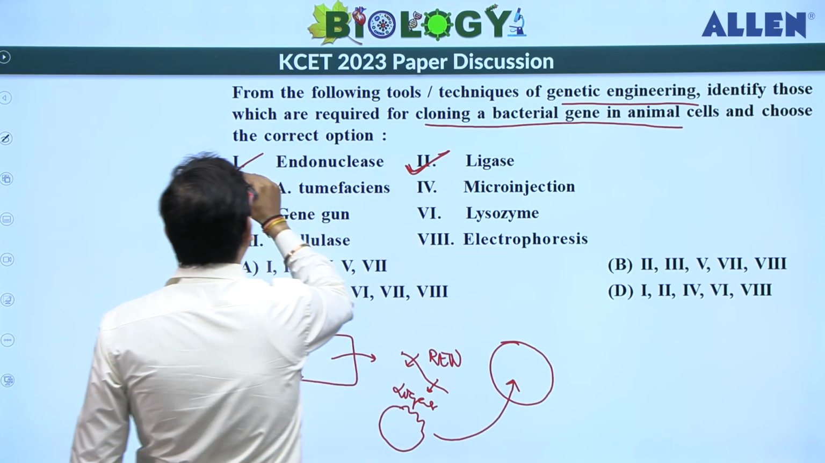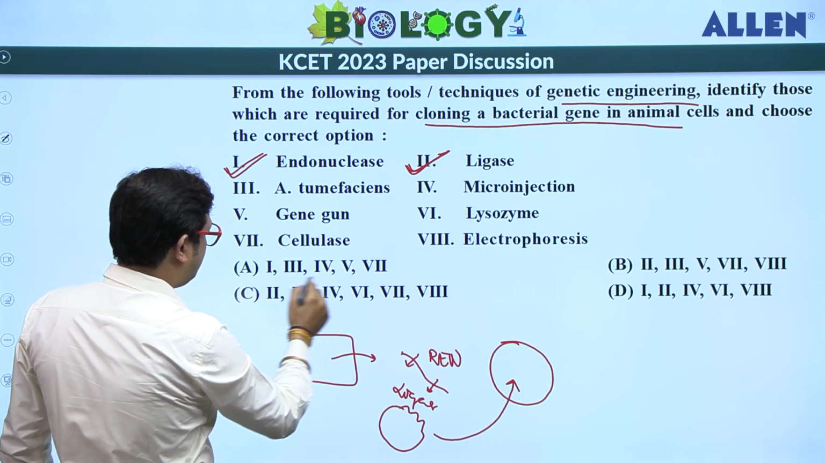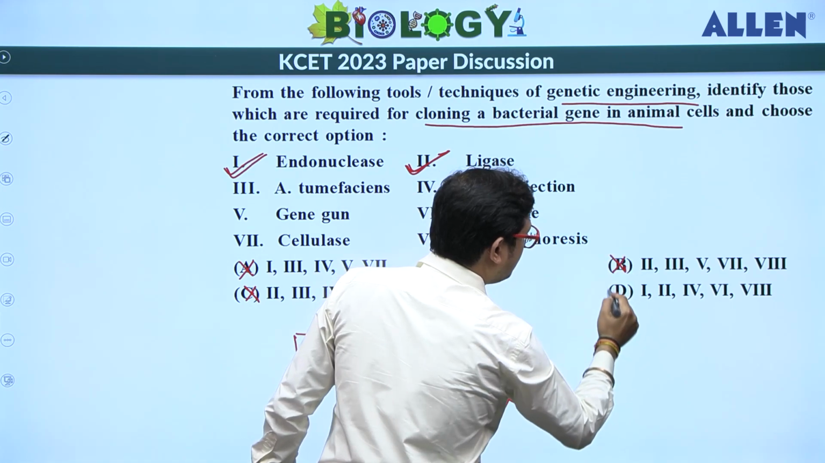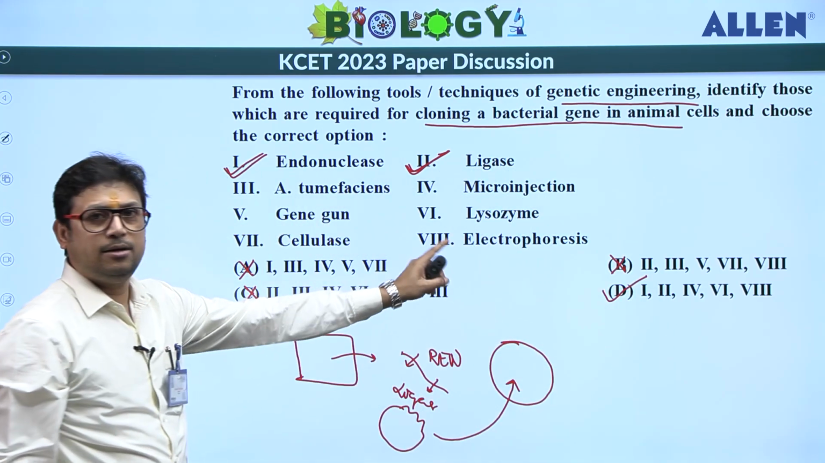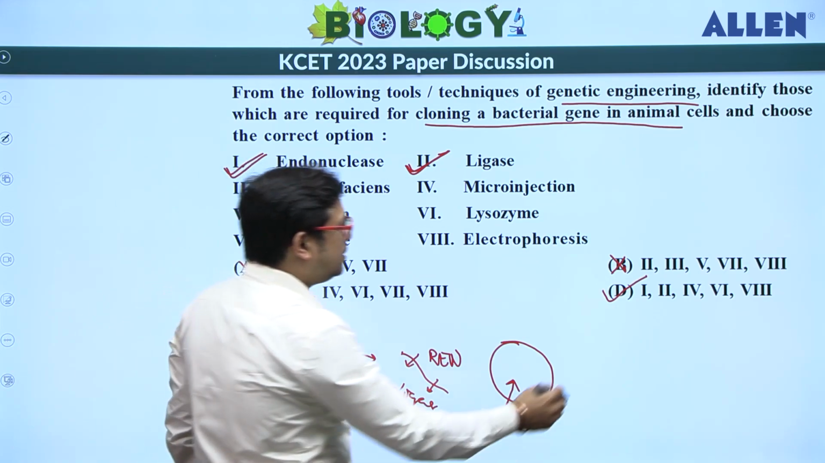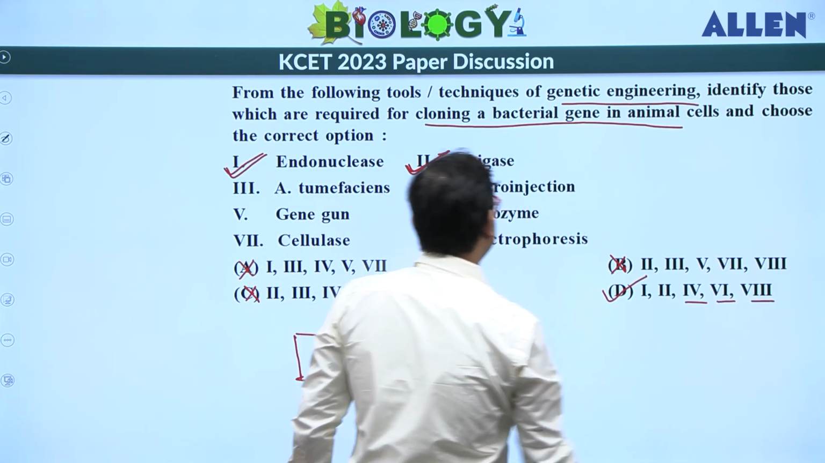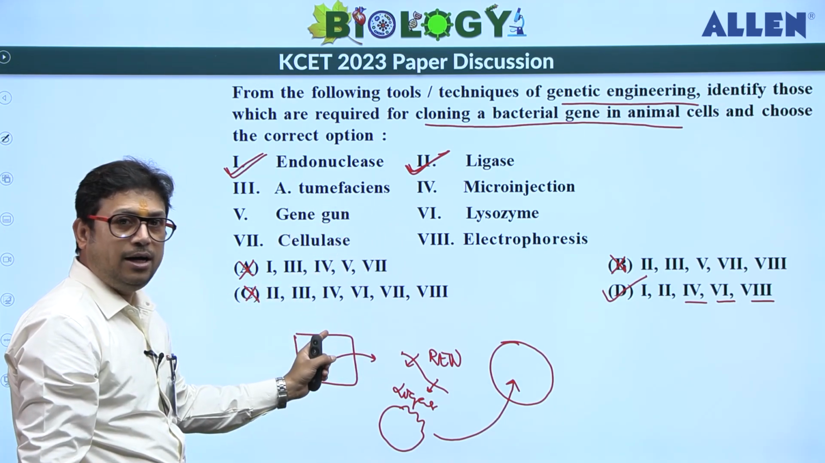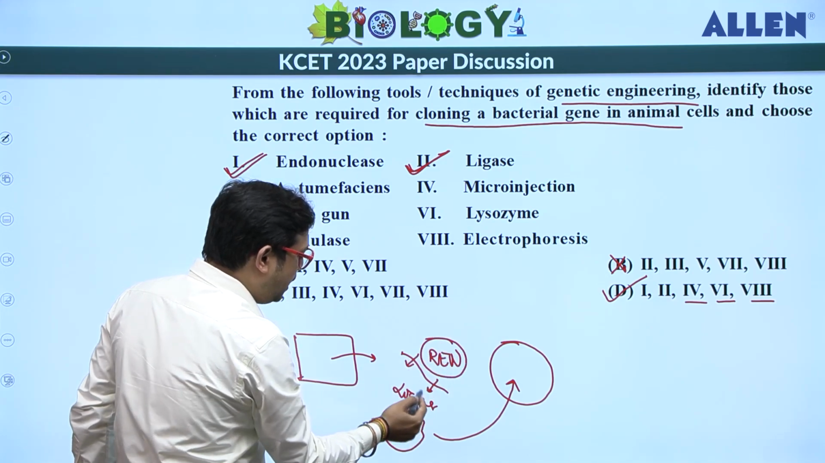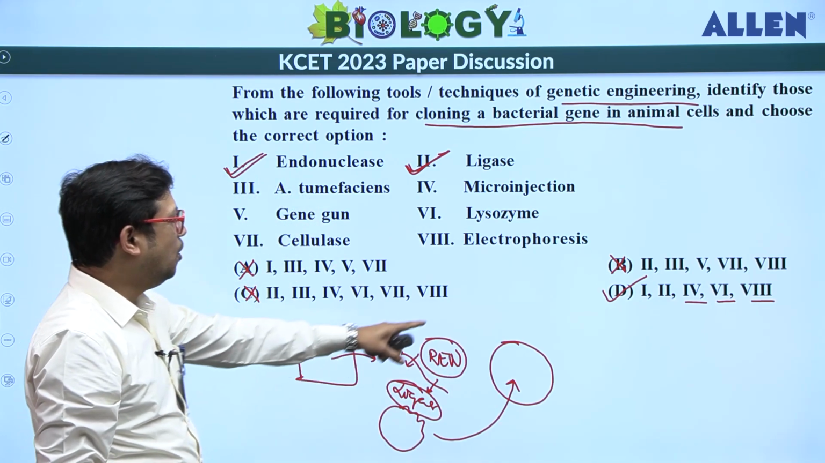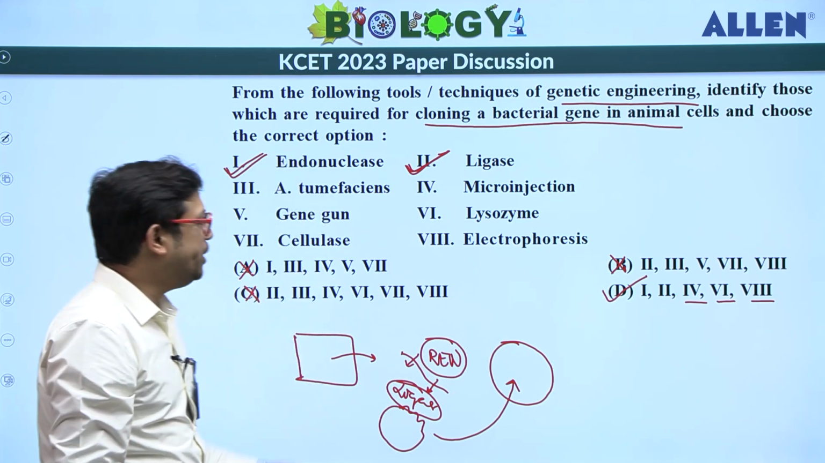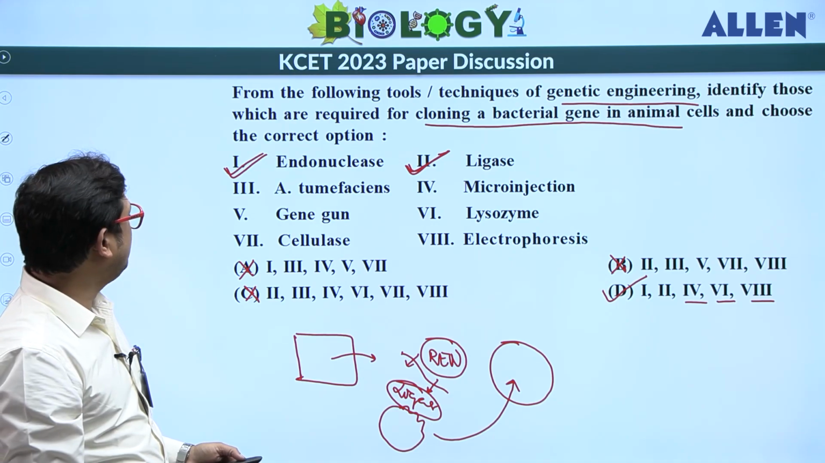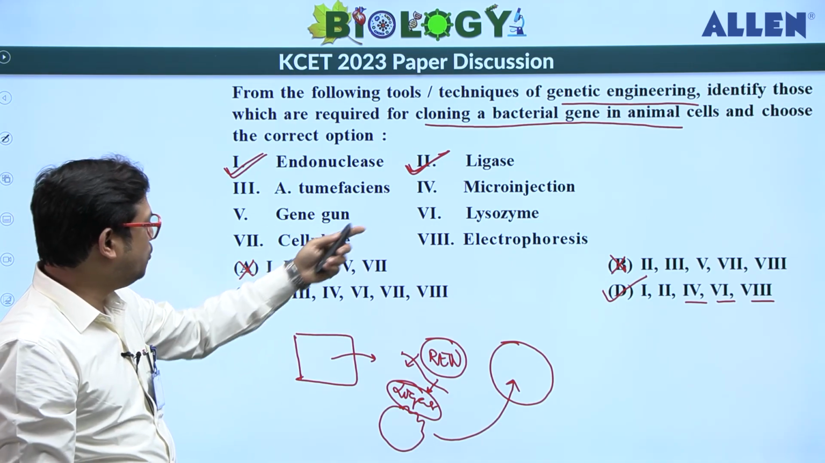So how many options are having 1 and 2? No need to check other options. Other options also you can go with 4, 6 and 8. Yes, 4, 6 and 8 also you can use, but in this way you can easily find out the answer. So here restriction endonuclease and ligase must be used. Only one option is reading 1 and 2. So here the answer will be D. Along with these, microinjection, lysozyme and electrophoresis can be used.